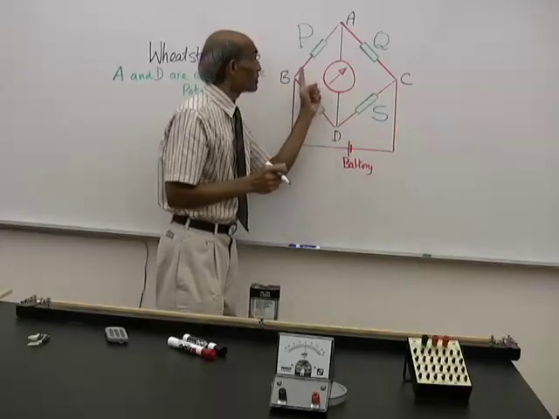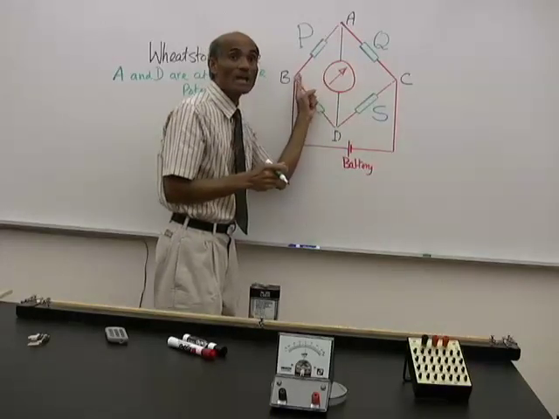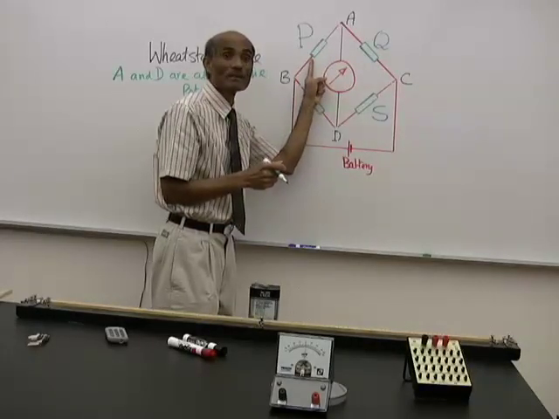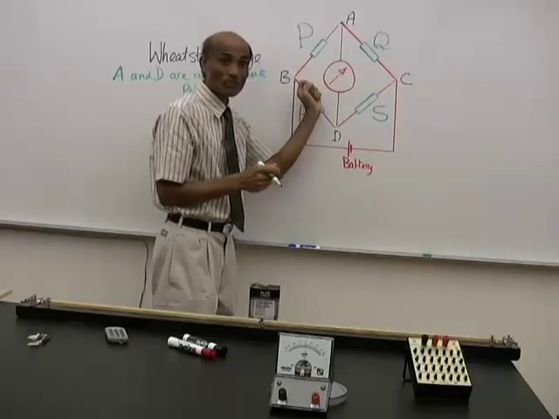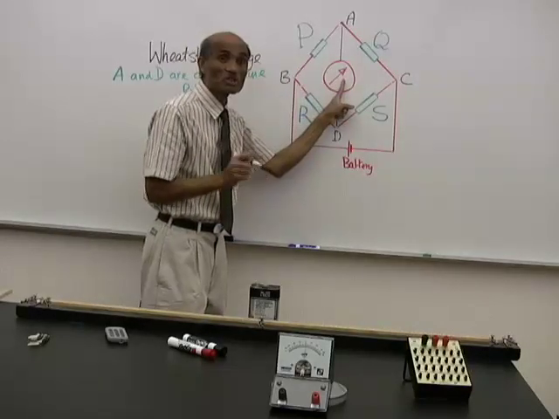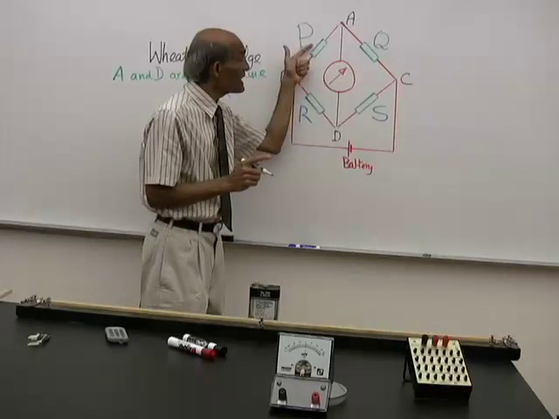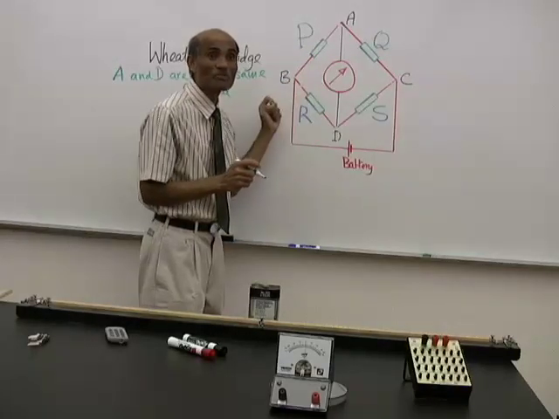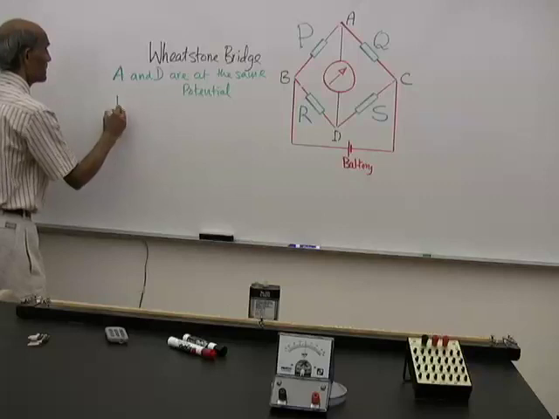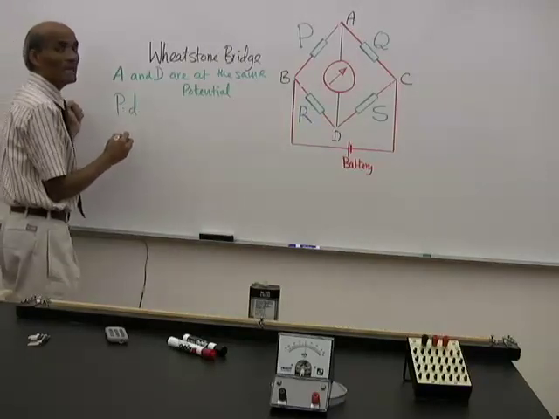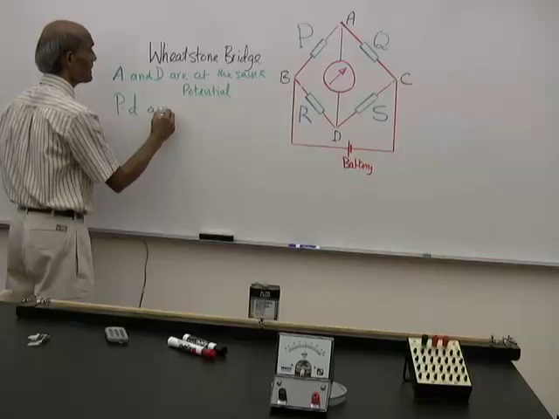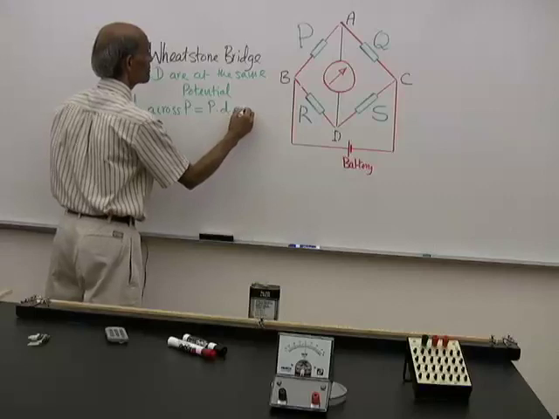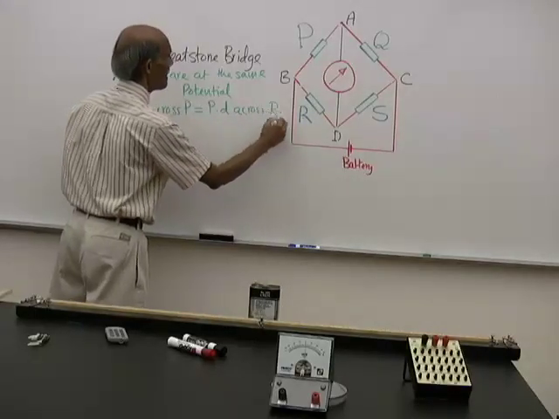And now, the potential difference between B and A is the potential difference across the resistor P. Is that right? Yes. So, when the galvanometer shows no deflection, we can say the potential difference across P is equal to the potential difference across R. I'm going to write that down. Potential difference, I'm going to say PD. Potential difference across P equal to potential difference across R.